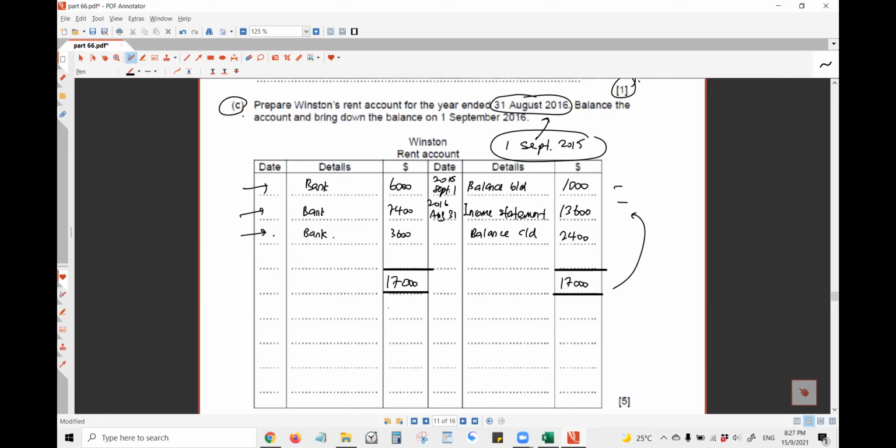Balance C/D, move it down diagonally, must be diagonal. Check again. Okay, correct, 2,004. Here you don't have to write the date anymore. It is 31st, because you have it in the previous row, so you don't have to write 31st there anymore. Here you write the first day of the next year, 1st of September 2016.